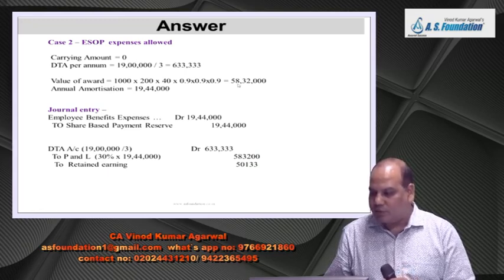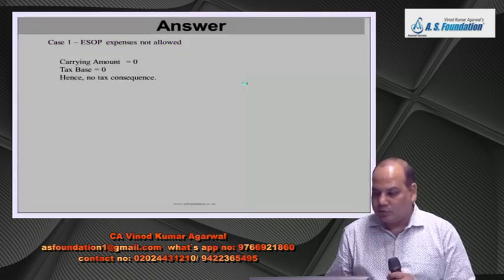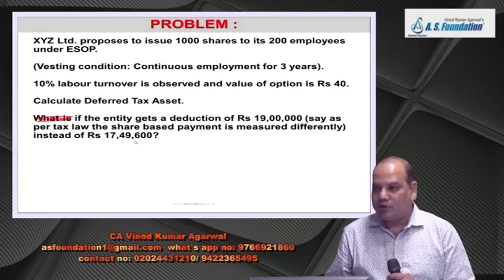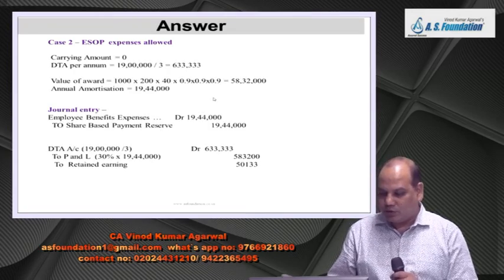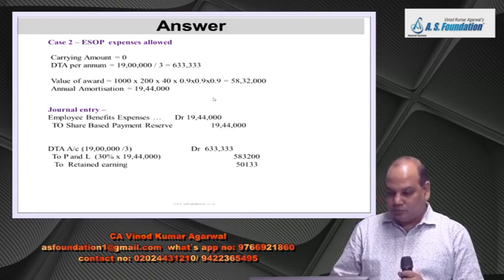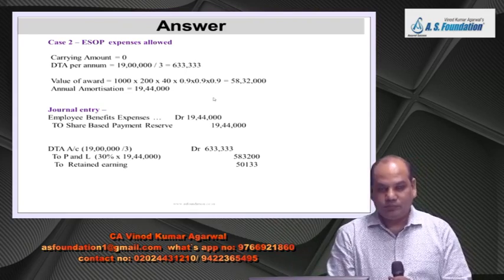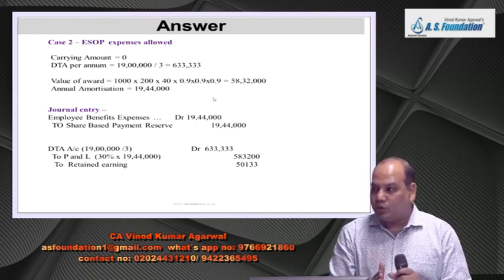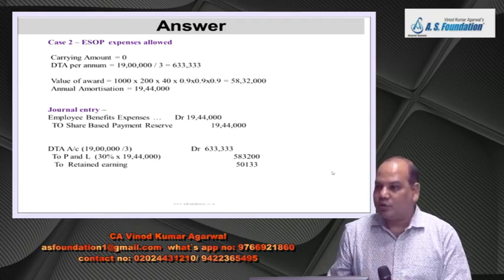If you take this number 58,32,000, just take your calculator and multiply by 30%. That should be equal to 17,49,600. So as per the tax law, 19 lakh, but as per accounting it was something like 17 lakh some amount. Which means the tax law is allowing more than book. Therefore some portion will be transferred to equity.